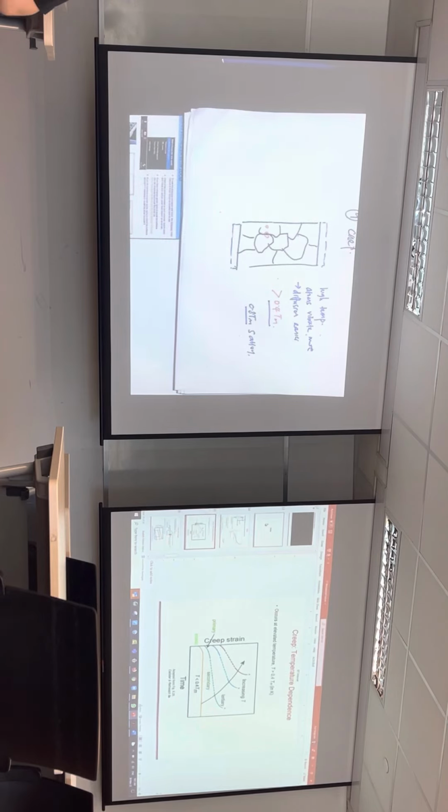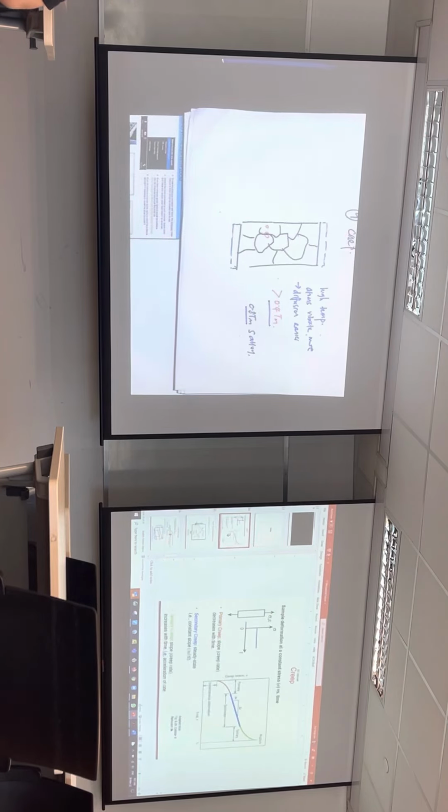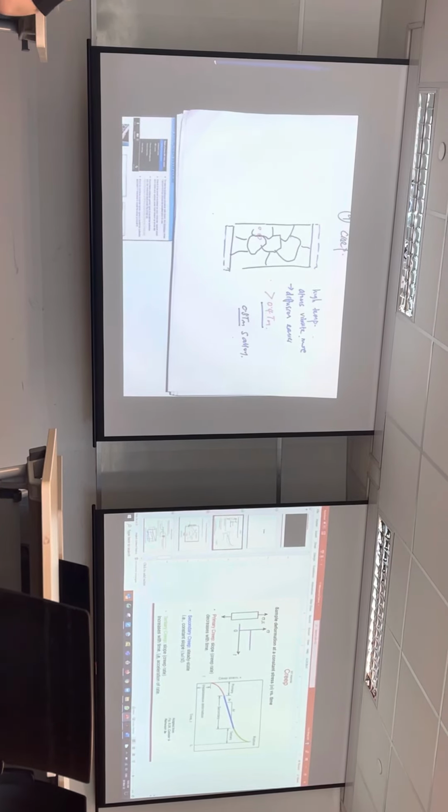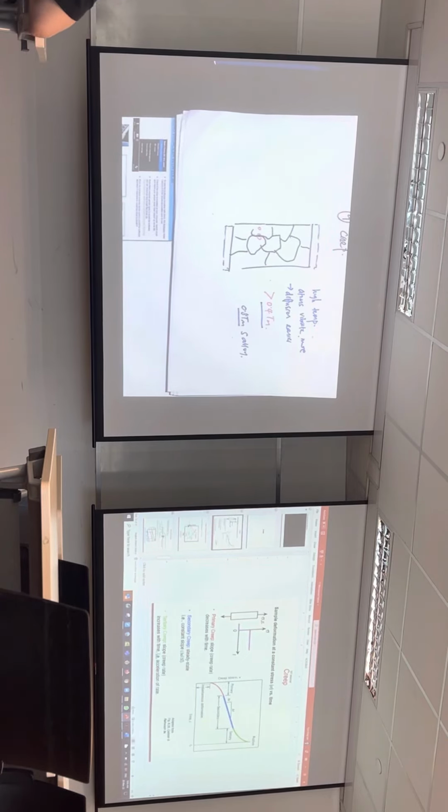Now I just want to quickly touch base on this particular graph. What it means is, every time that you have a loading, for example a turbine blade that's spinning, the first time that you apply the load, the thing extends. That is called instantaneous deformation. You have instantaneous deformation, and then you have primary creep and then secondary creep.